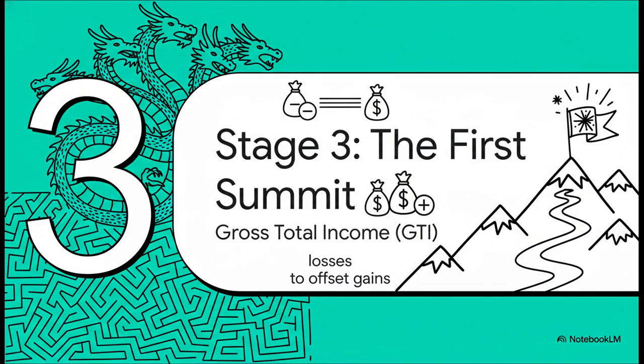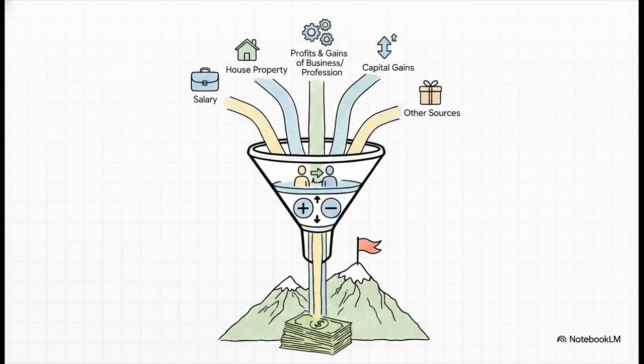And with that, congratulations, adventurers. You have officially tamed the 5 heads of income, you've navigated that confusing maze of clubbing, and you have wisely used your losses to your advantage. You've climbed the first mountain, and your reward is arriving at our first huge milestone. This is it. This is our achievement. We've taken the income from all 5 heads, we've made all those crucial adjustments for clubbing and setoffs, and we have arrived at our gross total income, or GTI. This number is a really big deal. It represents your total earning power for the year before we start using any of those big tax-saving deductions. We've officially reached the first summit.